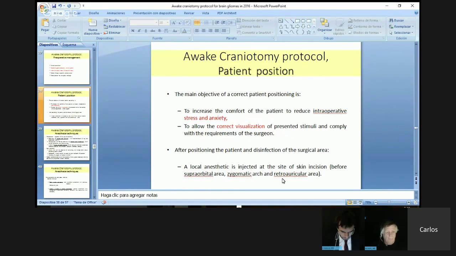What about the patient position? The main objective of correct patient positioning is to increase the comfort of the patient, to reduce intraoperative stress and anxiety, to allow the correct visualization of the presented stimuli, and to comply with the requirements of the surgeon. After positioning the patient and disinfection of the surgical area, a local anesthetic is injected at the site of skin incision, the supraorbital area, zygomatic arch, and retroauricular area.